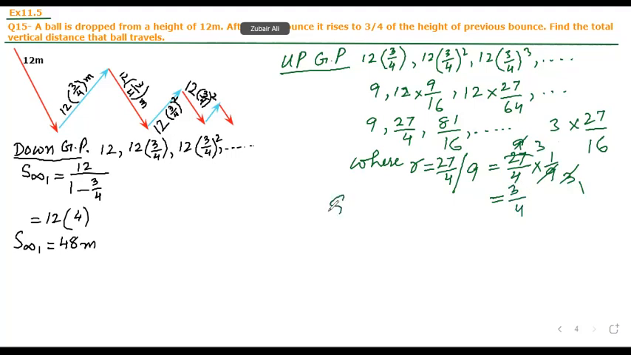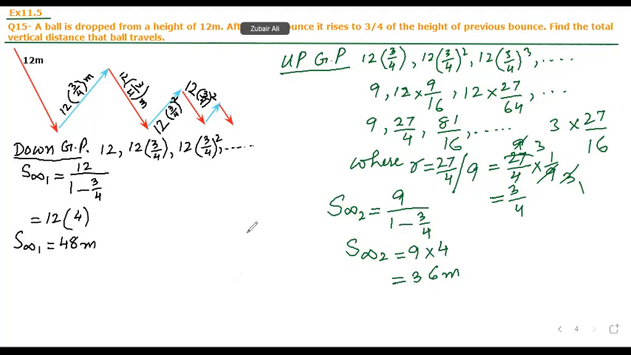So now after verifying all this, we can name this second sum as S infinity 2. So A upon 1 minus R. A is 9 upon 1 minus R. So S infinity 2 is equal to 9 multiplied by 4 upon 4 minus 3. 1 upon 4 means 4. So 36 meters.